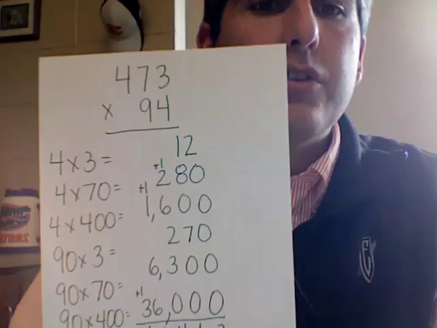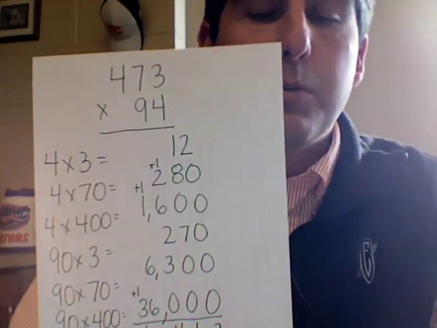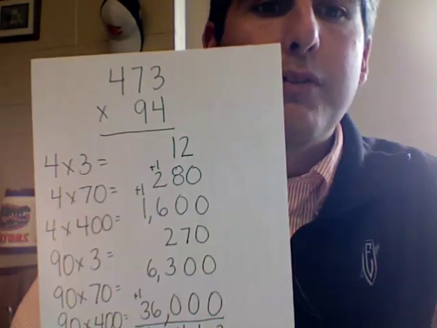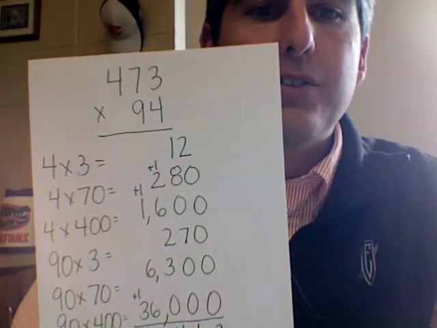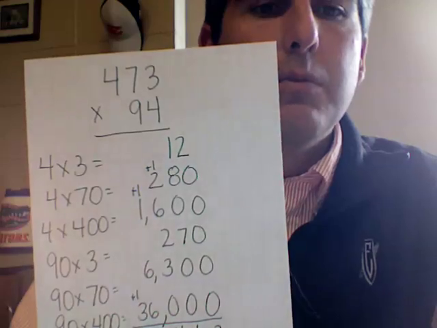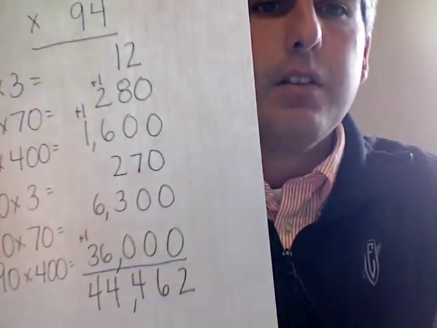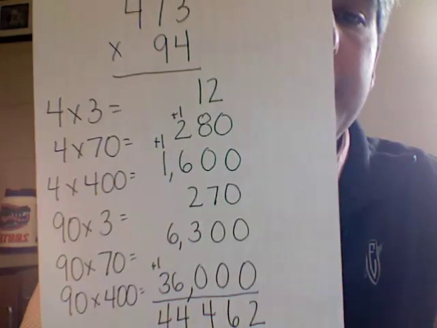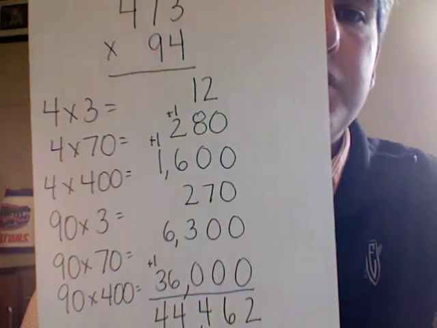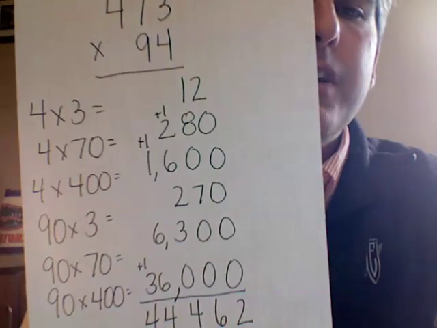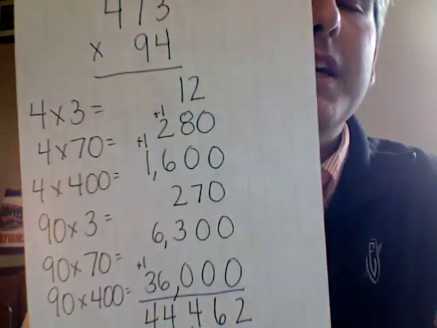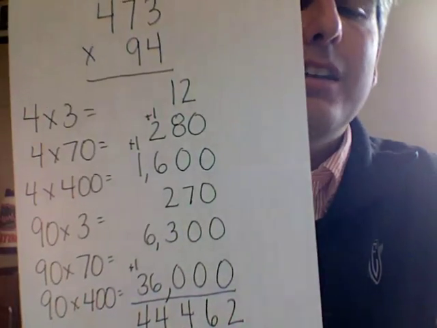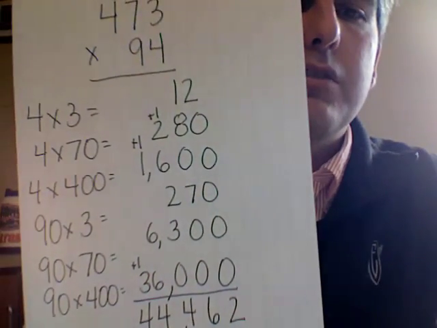With 4 times 400, now we have 2 zeros that we need to place. One in the ones place, and one in the tens place. Then we multiply 4 times 4, which is 16, and that's 1,600. Next, we move to 90 times 3. With 90 times 3, we have 1 zero in the ones place. Then we multiply 9 times 3 to get 270. Like I said, it's very helpful to place the zeros first before trying to do the basic fact. That way you don't get the zeros and the other digits confused.